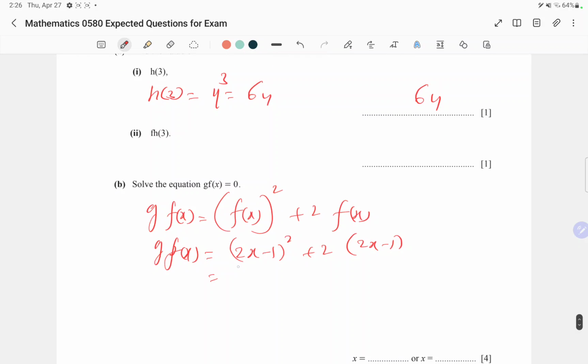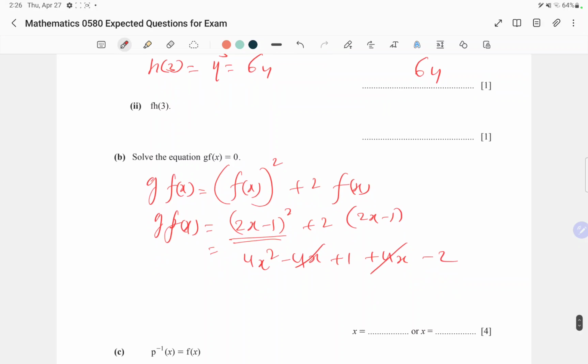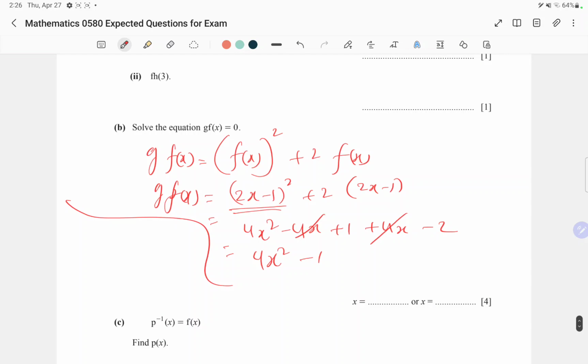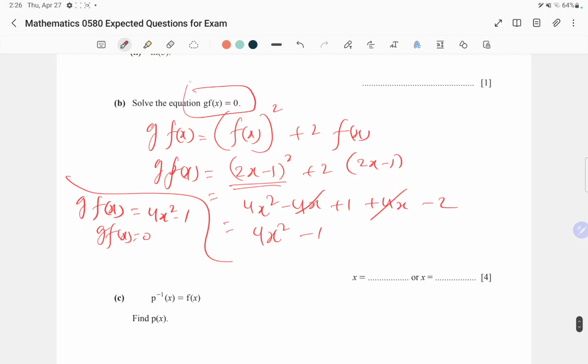2x minus 1. So if you expand it, you will get 4x square minus 4x plus 1. Here you will get 4x minus 2. 4x and minus 4x you can cancel. Now 4x square minus 1 you will get. So what I got? I got g of f(x) is 4x square minus 1. g of f(x) should be 0, according to the question, we have to solve this. So 4x square minus 1 should be 0. 4x square should be 1. x square should be 1 over 4. x should be plus minus half. So it should be half or it should be minus half.